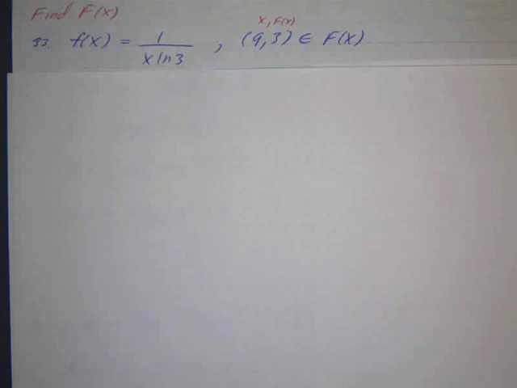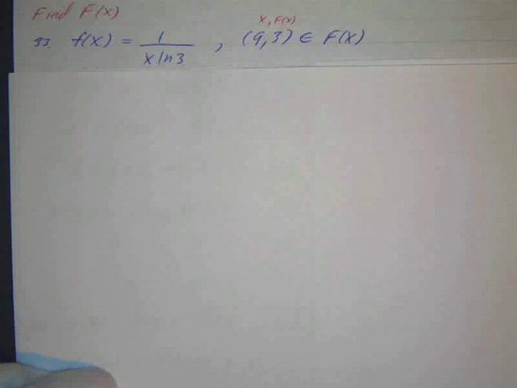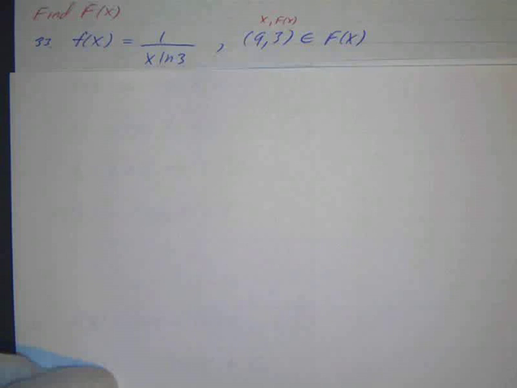If we look at f of x, the antiderivative of this is going to be my log to the base formula. 1 over x looks like the antiderivative of the natural log of x, but if we've got the natural log of 3 on the bottom, that's probably log to the base 3 of x. There's another way to do this, and I'll talk about that.